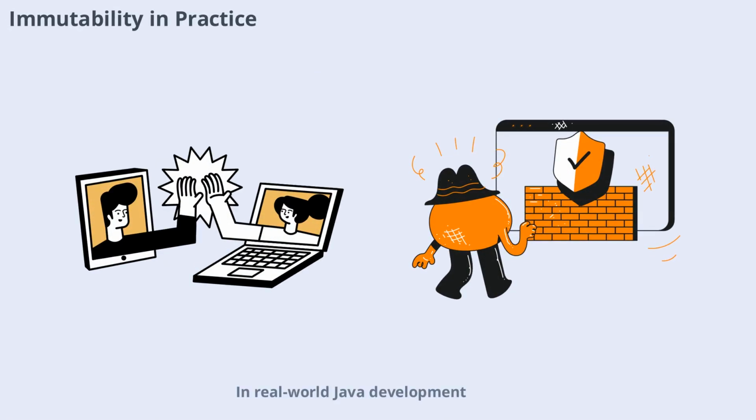In real-world Java development, immutability is a powerful tool for building robust, maintainable applications. It helps prevent bugs, simplifies code, and makes your software more reliable. Understanding and applying immutability is a mark of a skilled engineer.